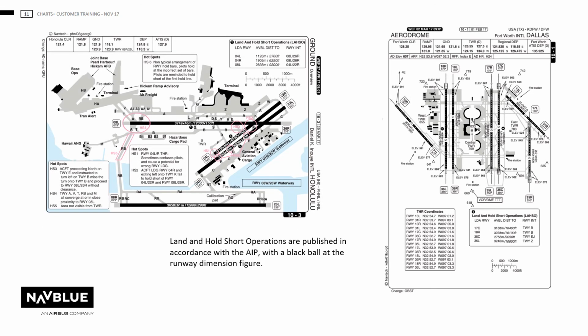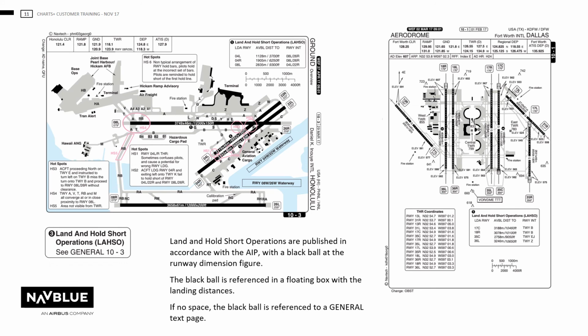Here is an example of how NavBlue present the land and hold short operations when published by the AIP. Will be published with a black ball at the runway dimension figure. Reference to the black ball in the floating box, or if no space, reference to general page.